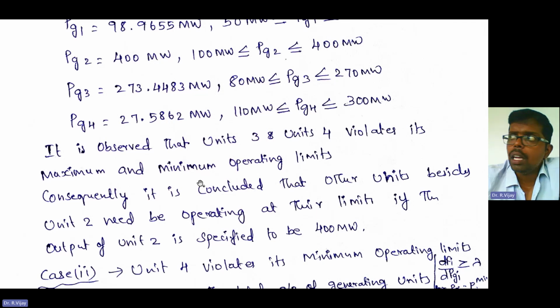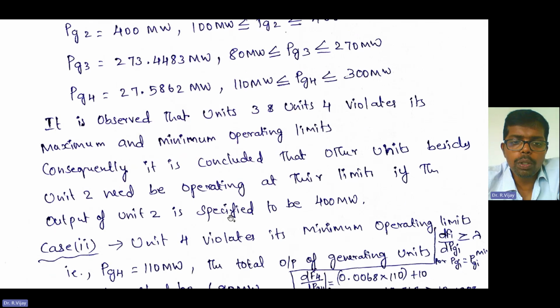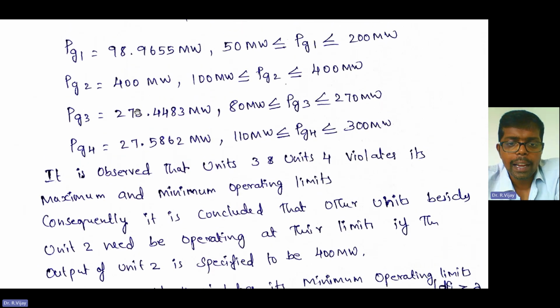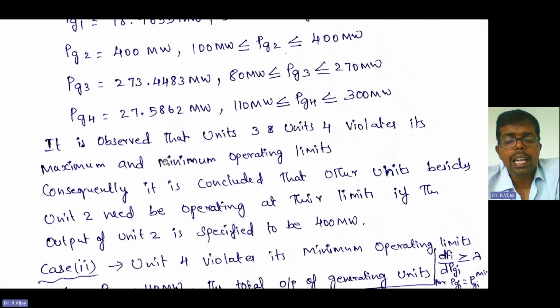Now we need to write the conclusion. Consequently, it is concluded that other generating units besides unit 2 need to be operating at their limits if the output of unit 2 is specified as 400 megawatt. Even by considering unit 2 as 400 megawatt and solving for all the generating units, it again gives a violation of the operating limits. So unit 2 need not be at its 400 megawatt.